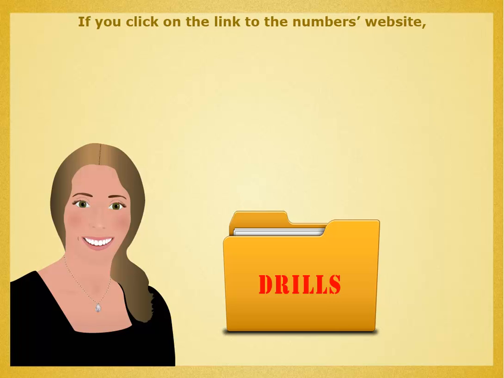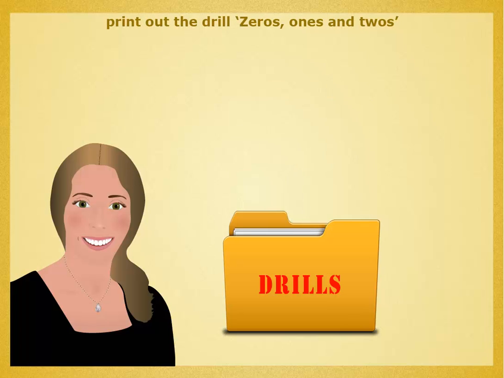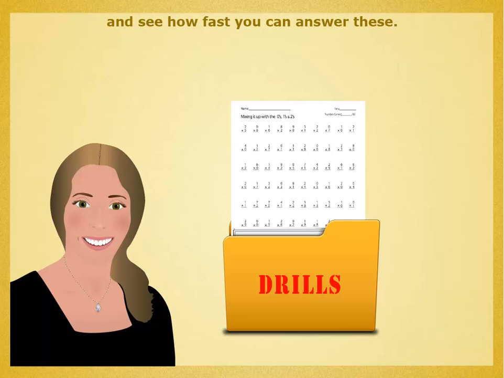If you click on the link to the Numbers website, which is posted below, and navigate to the section called Drills and Other Resources, you will find a folder named Drills. Print out as many copies as you need of the drill called Twos in Multiplication. Once you can fly through these facts with great speed and accuracy, print out the drill zeros, ones, and twos and see how fast you can answer these. Keep at it till you're going so fast that smoke is rising off your pencil. Just kidding.